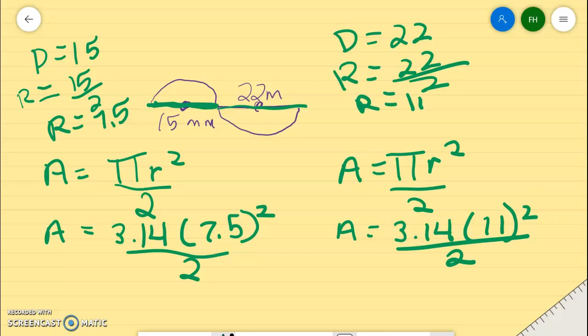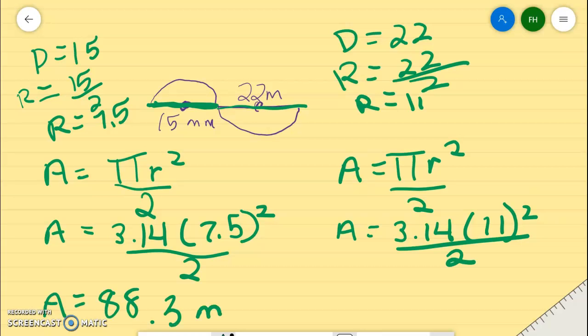And if I do 3.14 times 7.5 squared, and then divide it by 2, I get 88.3. I'm going to round it.